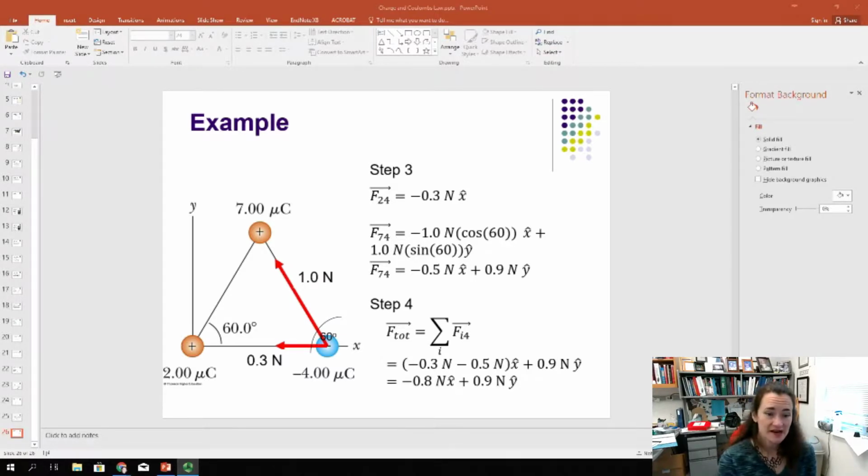The reason is that F24 obviously points here only along the x-axis. It's parallel to the x-axis, and that means it's not going to have a y component. And so it's really easy to write this in its vector notation.